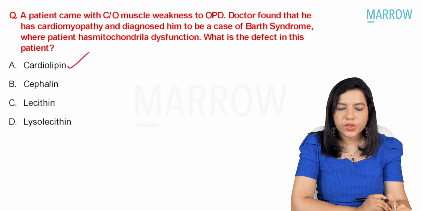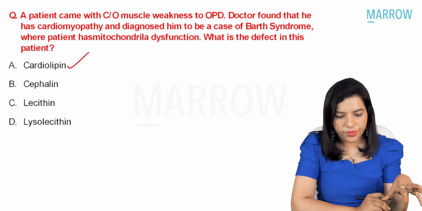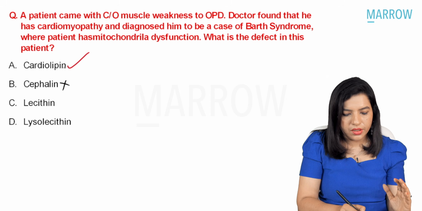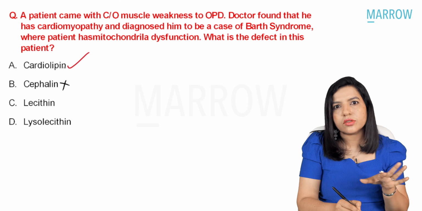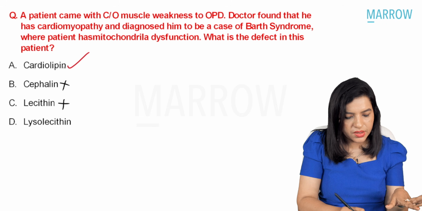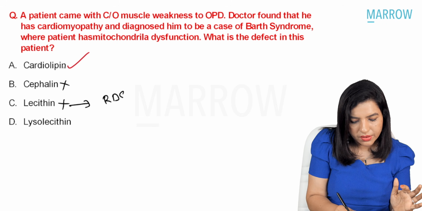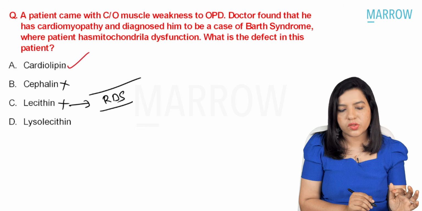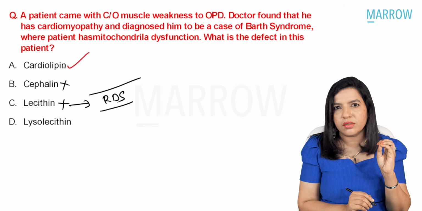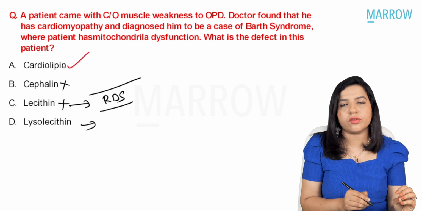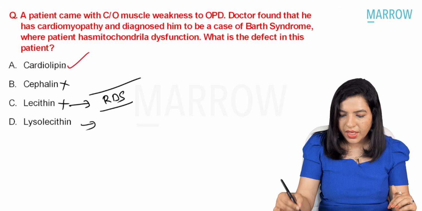So going back to the question, what we have seen is it's a case of Barth syndrome. It's related to cardiolipin. It's not related to cephalin, because a defect in cephalin is not associated with any of those things. Lecithin, what is the disorder associated with lecithin? It is respiratory distress syndrome, associated with the defect in lung surfactant. Lysolecithin, I have told you, atherosclerosis. So, A is the answer.